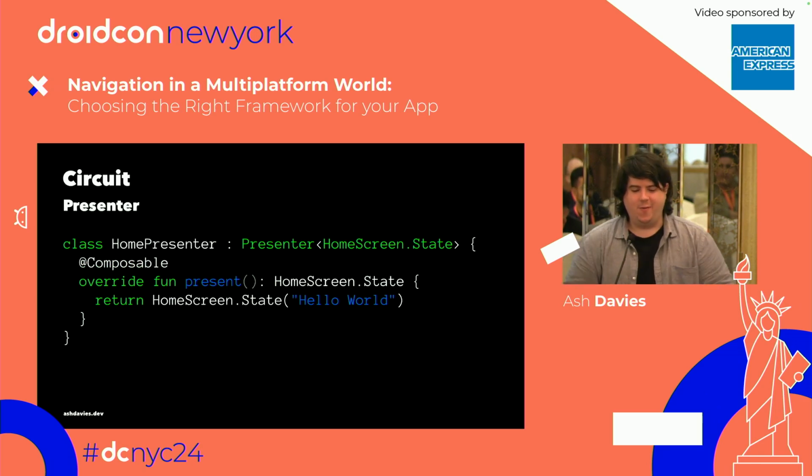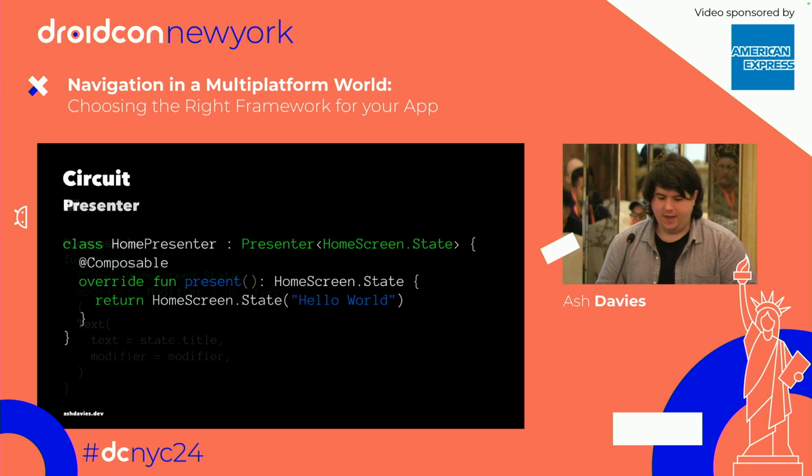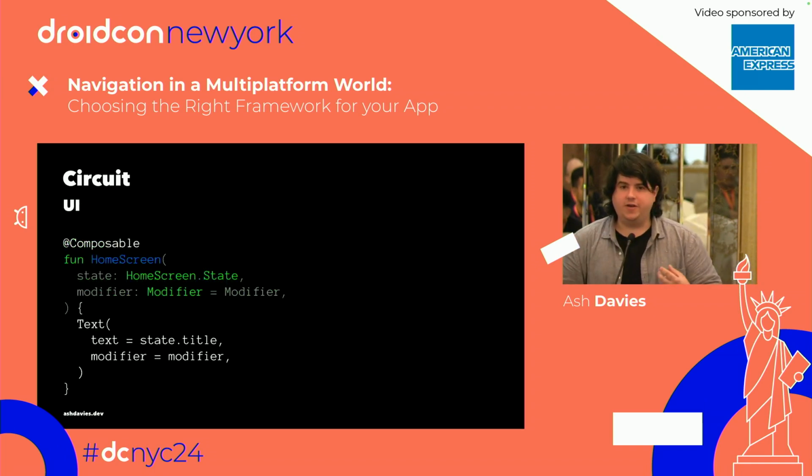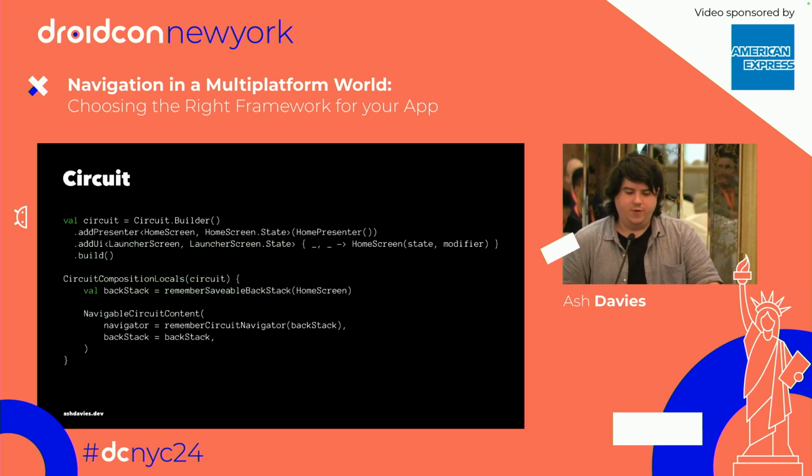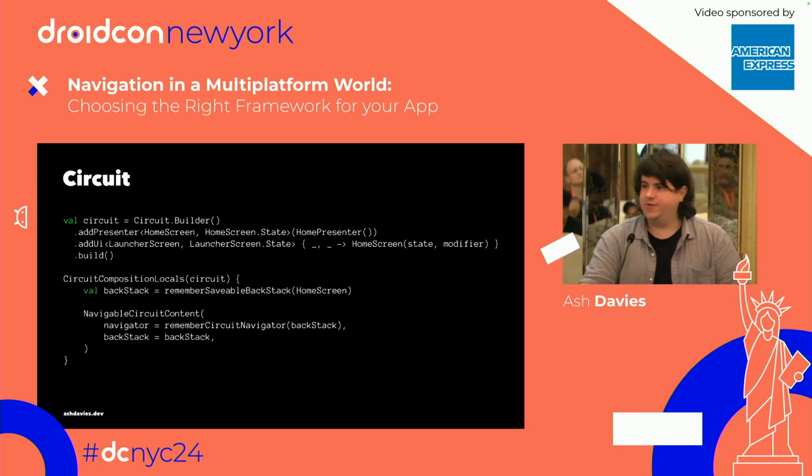So presenters separated from the UI means they're responsible for the creation of the state, but they're not actually responsible for the rendering of the state or anything to do with that. You're just kind of creating this idempotent object that represents your current state at that given point of time. And then you can create a basic UI to receive and render that provided state, taking a modifier here because we're a good citizen. And then we wire up Circuit with the presenter and the UI, provide the composition locals, and create a backstack with the initial screen.